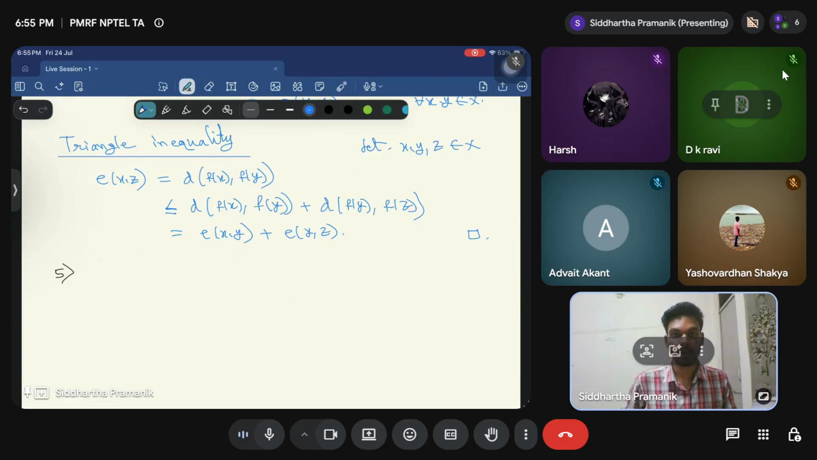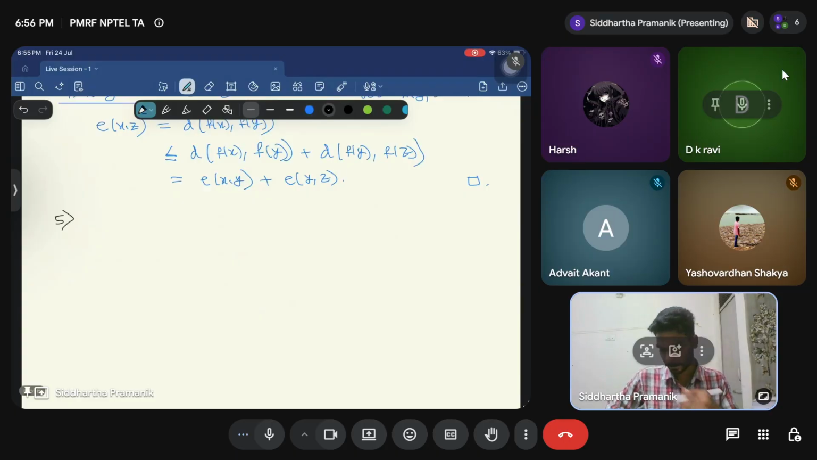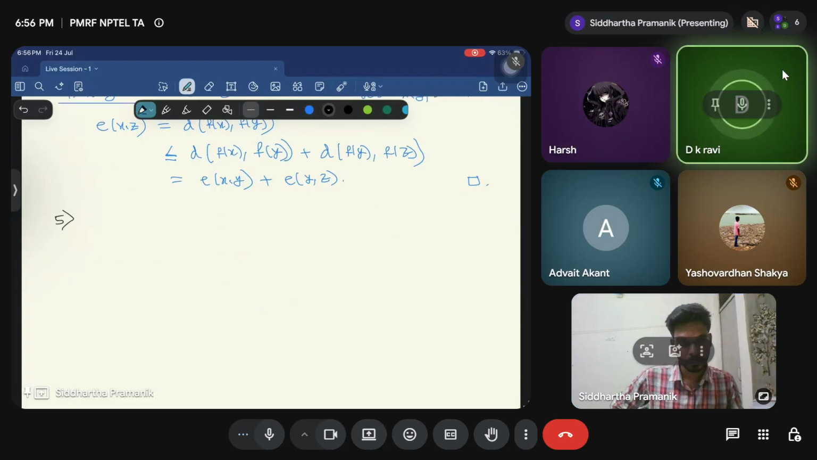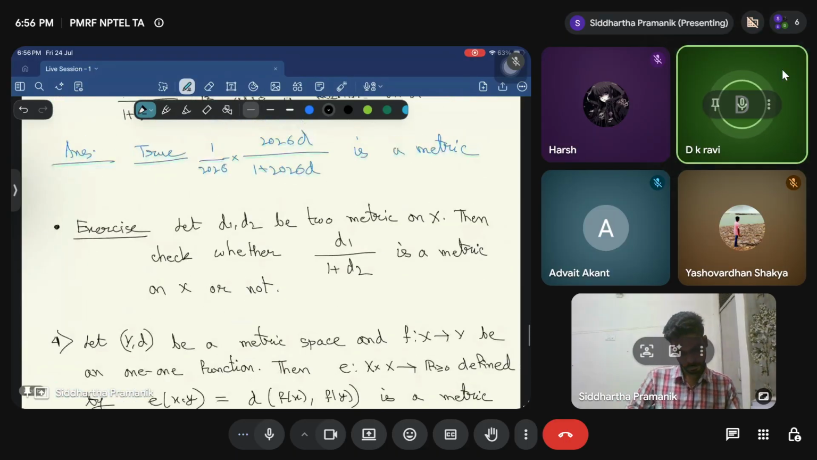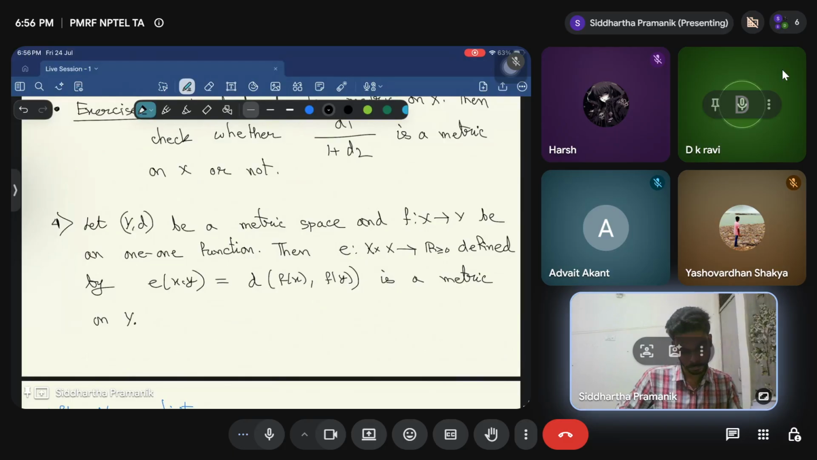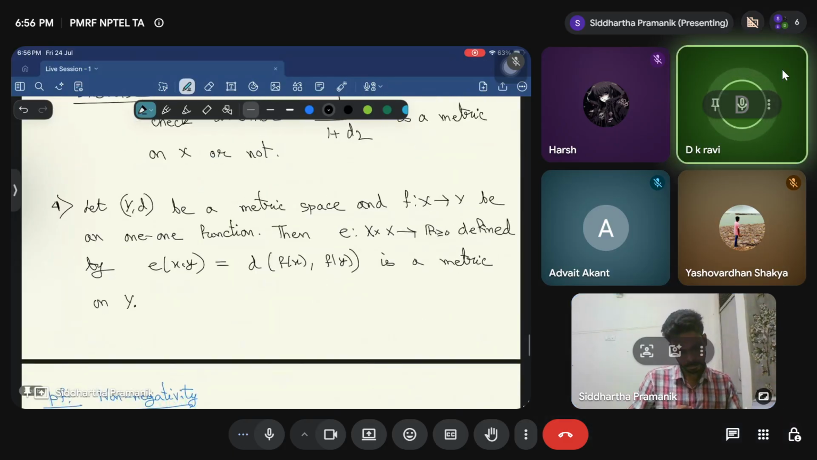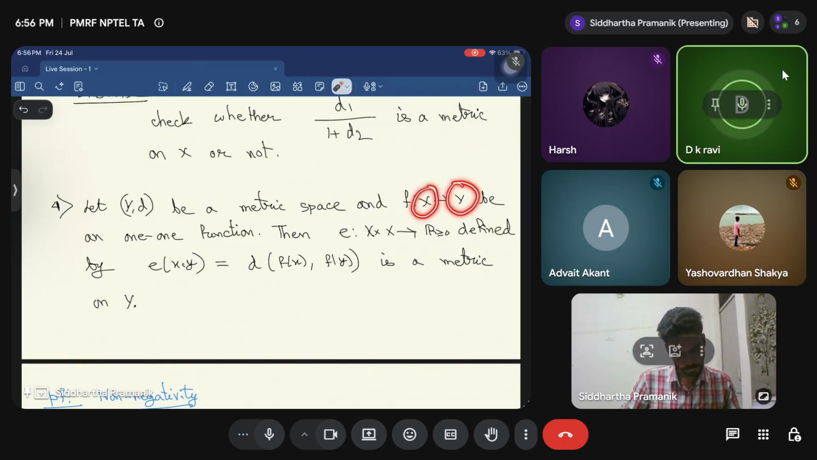Yeah, anything else? Sir, only the codomain is required to be a metric space. What about the domain? If the domain is a metric space, can we say something regarding the codomain? Since the codomain is a metric space, we define one function and these things are going to hold. In the same manner, if the domain is a metric space, is there any such thing?